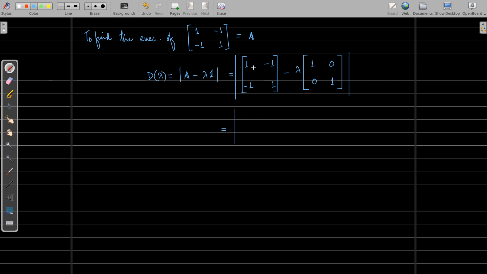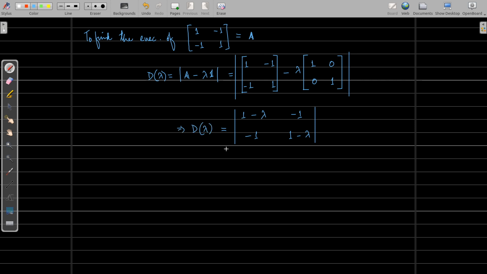The first element will be 1 minus lambda. Then this one is going to be minus 1 minus 0, which is minus 1. Here we again have minus 1 minus 0, which is minus 1, and here we have 1 minus lambda. So this is what we have. This is the characteristic determinant.